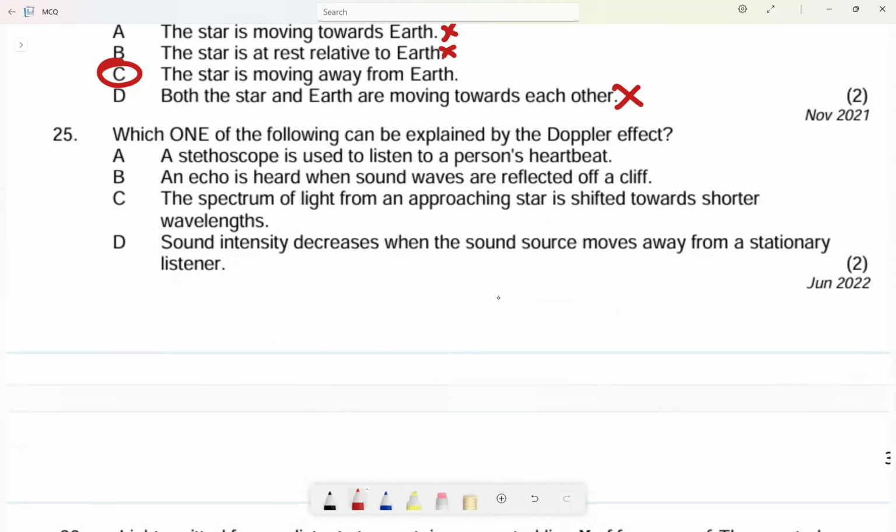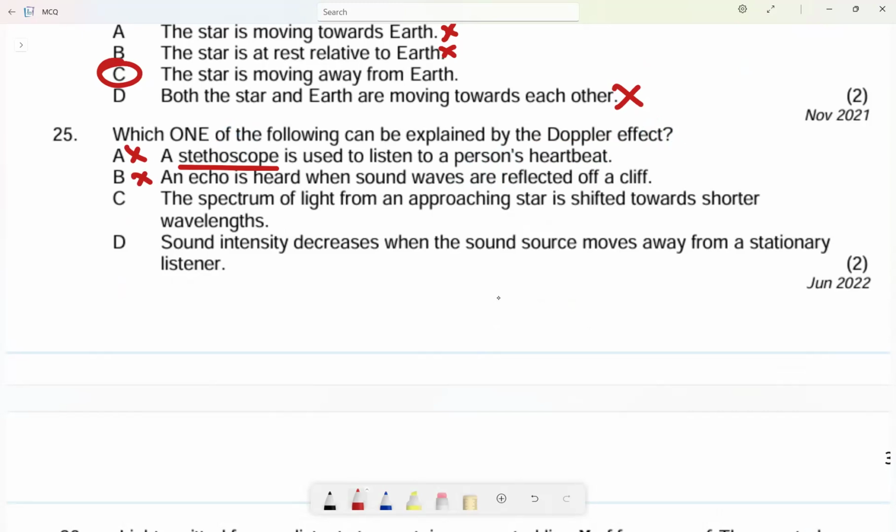Number 25. Which one of the following can be explained by the Doppler effect? A stethoscope is used to listen to a person's heartbeat. No, not a stethoscope. That is not the Doppler effect. An echo is heard when sound waves are reflected. No, an echo is just sound waves reflecting, a Grade 10 topic.